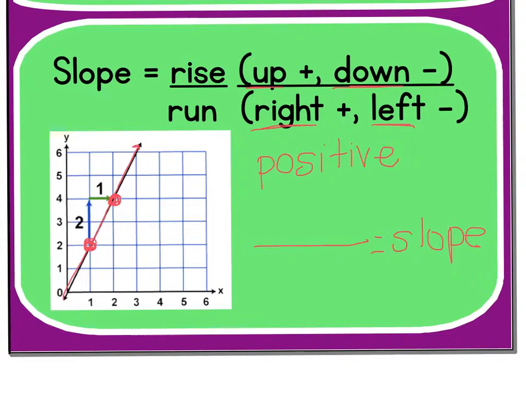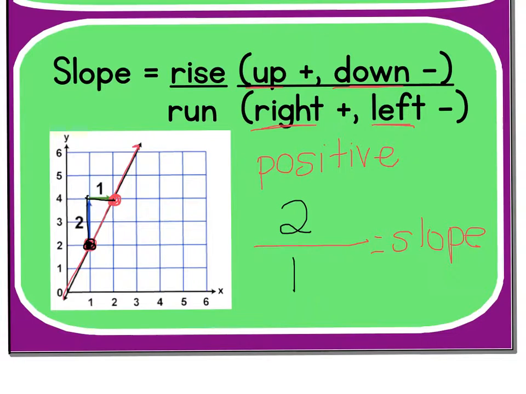We want to figure out how high do we have to rise and then how far do we have to run. So to get from this point here to the top point, I go up 2, so I rise 2, and I run 1. Since I went up 2, it's going to be a positive 2, and since I went to the right 1, it's going to be a positive 1.